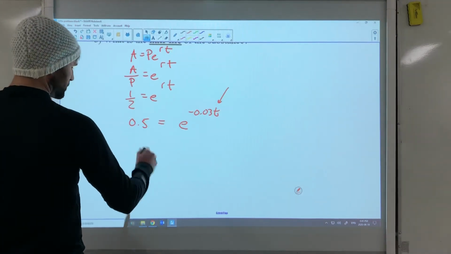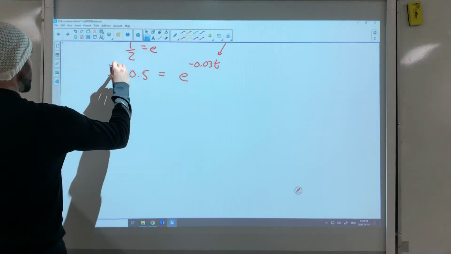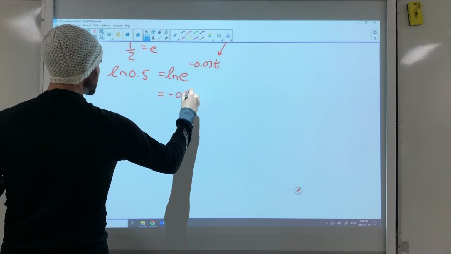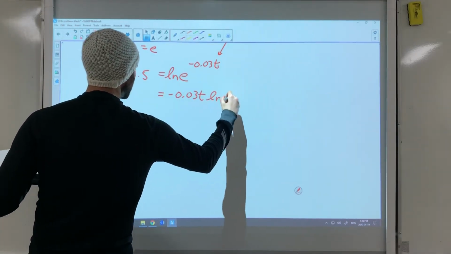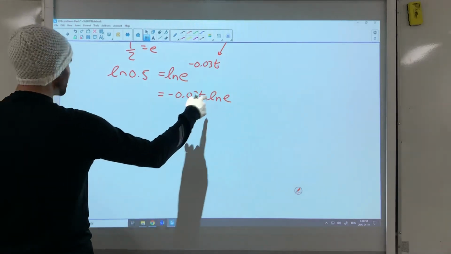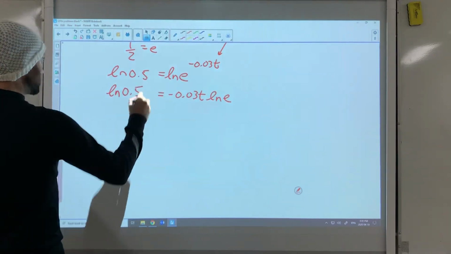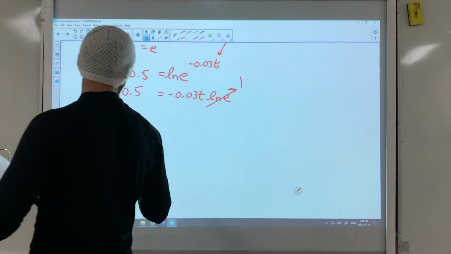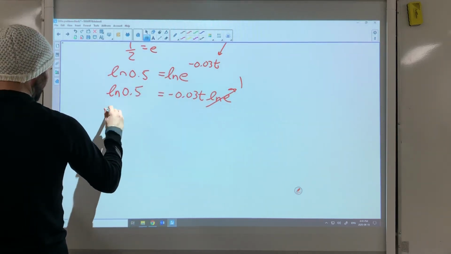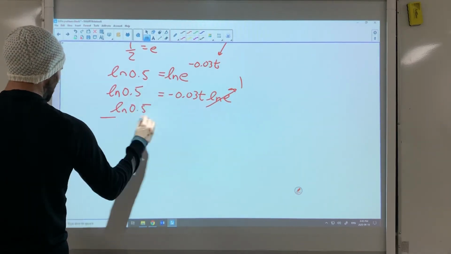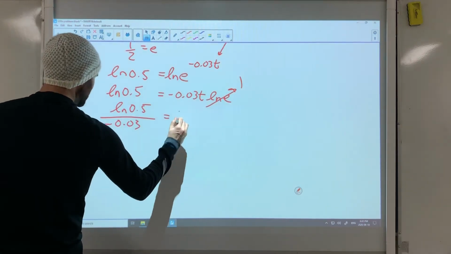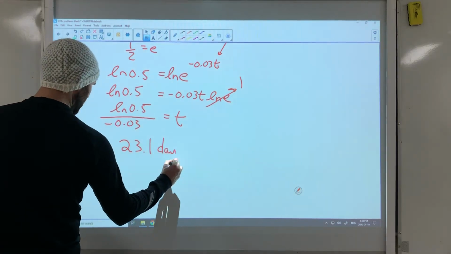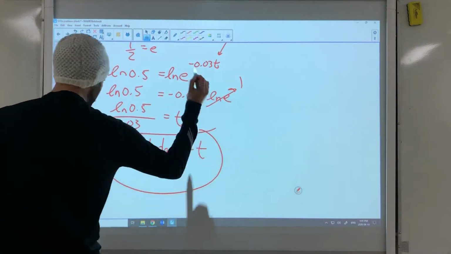I'm going to apply ln to both sides. So ln of this and ln of that. I can use the power law to bring that down in front. So I got negative 0.03t times ln e, and that is equal to ln 0.5. Now, ln e is 1. Divide both sides by negative 0.03. So you're going to get ln 0.5 divided by negative 0.03. That's equal to t. Pop it in on your calculator, and you're going to get 23.1 days. Again, don't forget the units at the end.